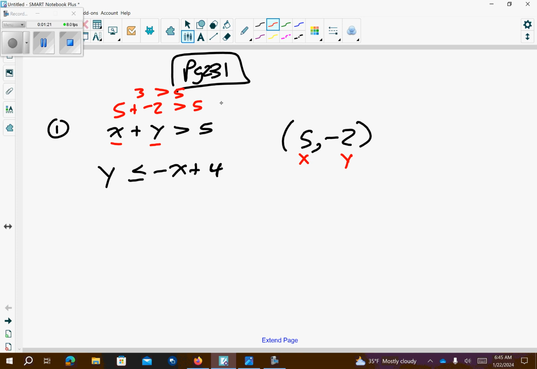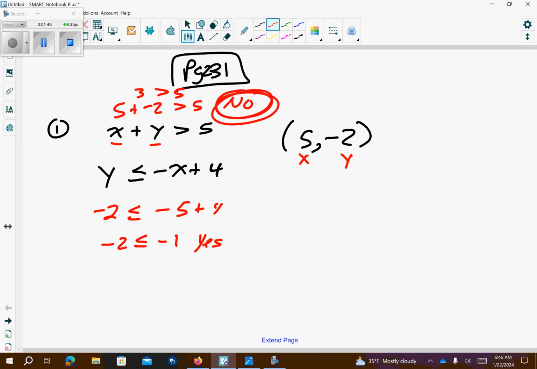So this doesn't work. Even if I plug it into the bottom one, it's fine. Let's take a look. Is negative 2 less than or equal to negative 5 plus 4? Is negative 2 further to the left on the number line than negative 1? This is true, so this is yes. But because I have one of mine being no, this is not a solution.